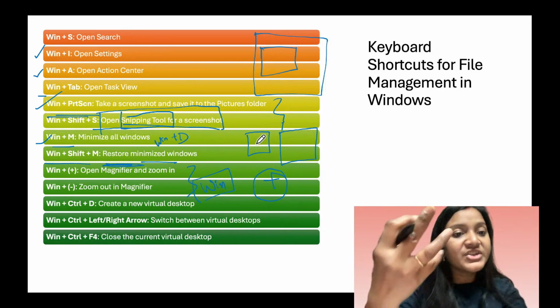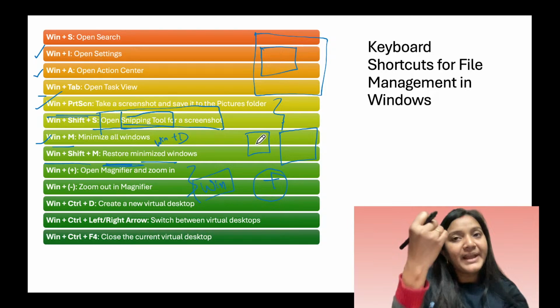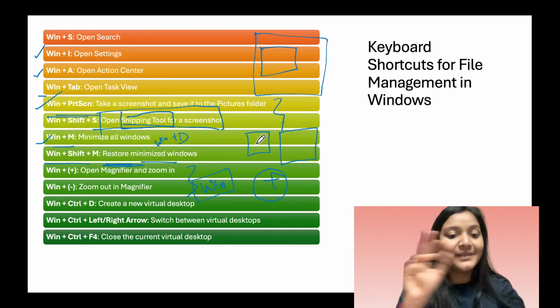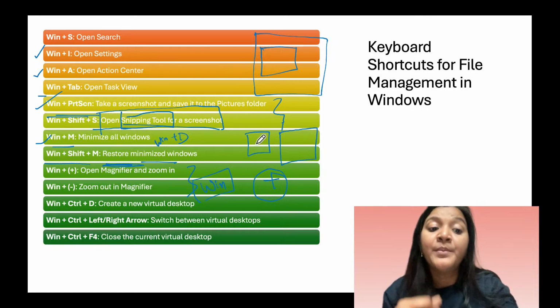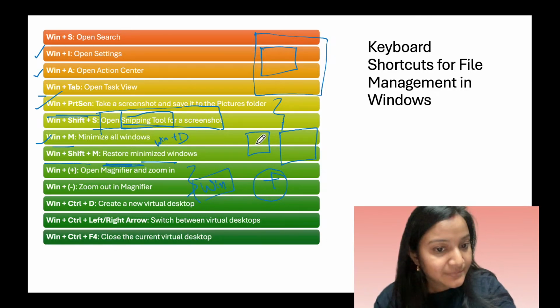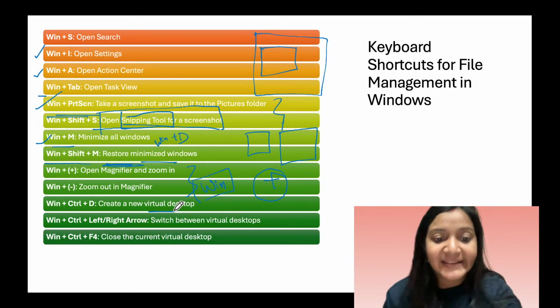It is enlarged. Let's say the upper portion of the screen you are magnifying, so that is enlarged. That portion increases in size. Now if you have to zoom out, then just go for Windows plus minus key. Okay. Next is create a new virtual desktop.